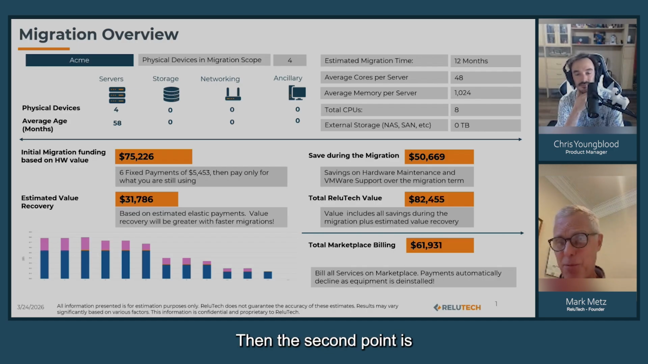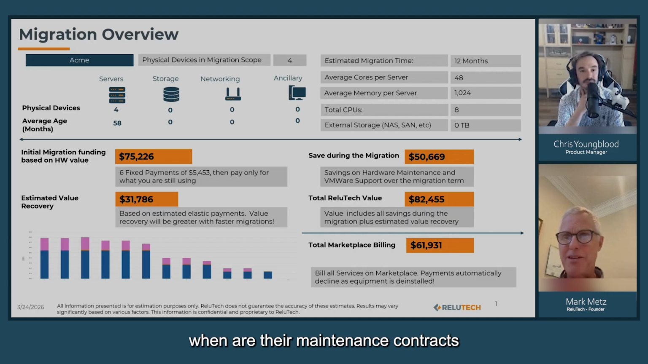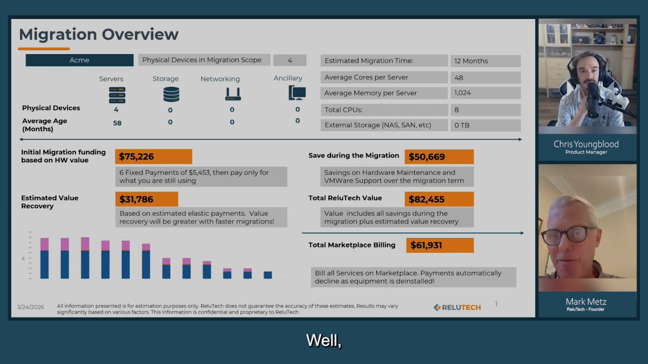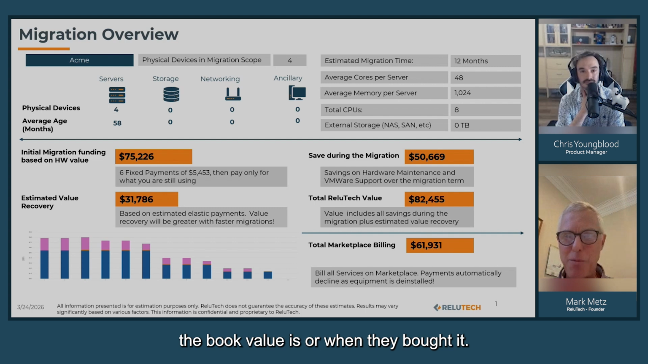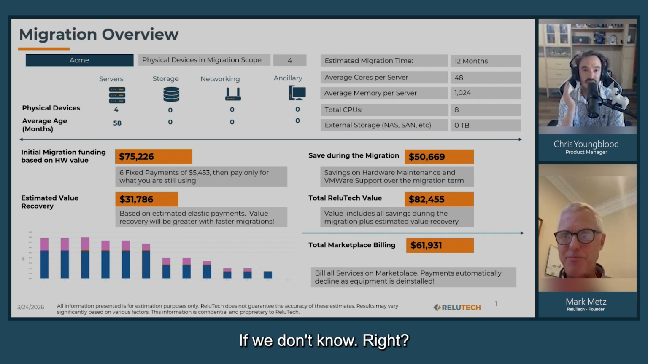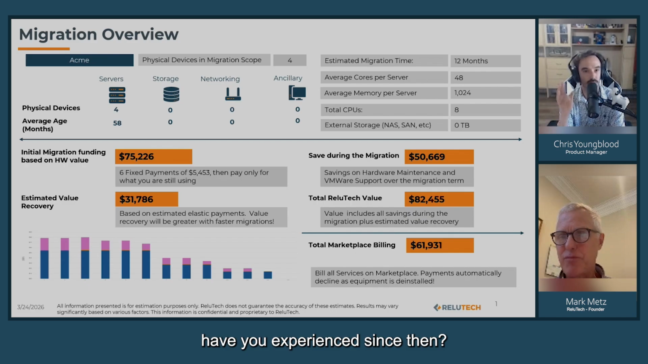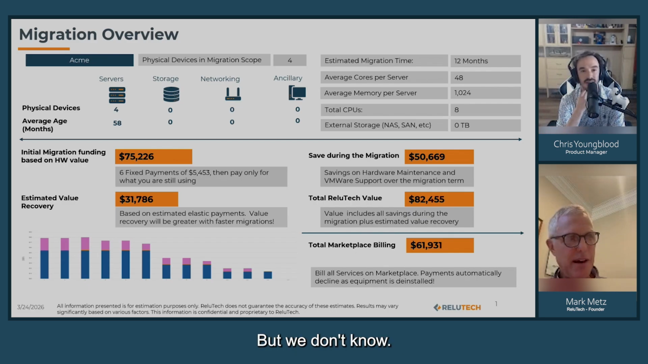And the second point is, when are their maintenance contracts coming up for renewal? Well, we can make some pretty good assumptions based on data that we might have, based on how old the equipment is, or what the book value is, or when they bought it. When is it likely that you bought it, if we don't know, right? And then we can think about what kind of annual bases you have experienced since then. But exactly, we don't know. We just don't know until we know.